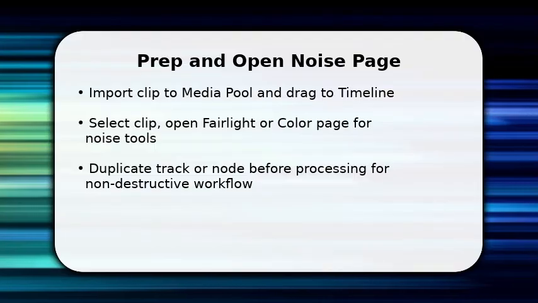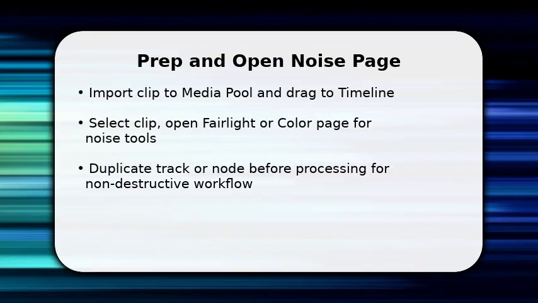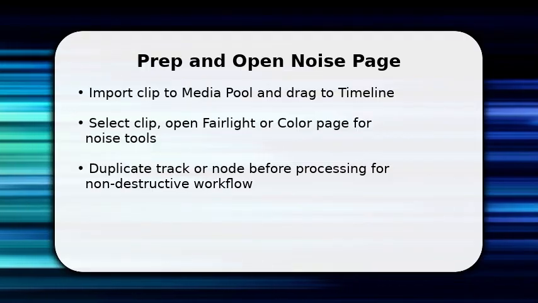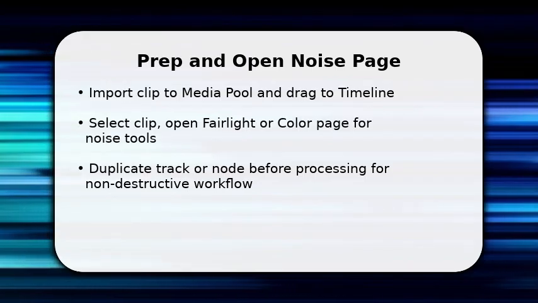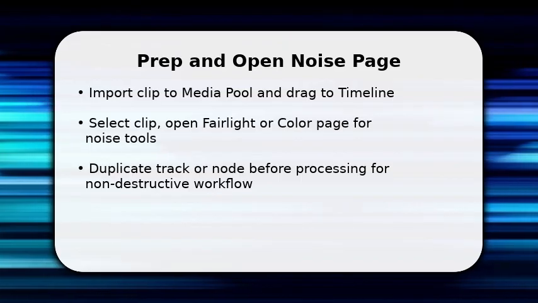You start with the clip in the timeline and a duplicate for safety. This preserves your original. Once done, switch to Fairlight for audio noise reduction or color for spatial noise on footage. Make sure to enable high-resolution playback and set project frame rate and cache settings to avoid dropped frames. You'll also want to add a node or a duplicate track now so every change is reversible. This prepares you to apply targeted tools without losing source data.